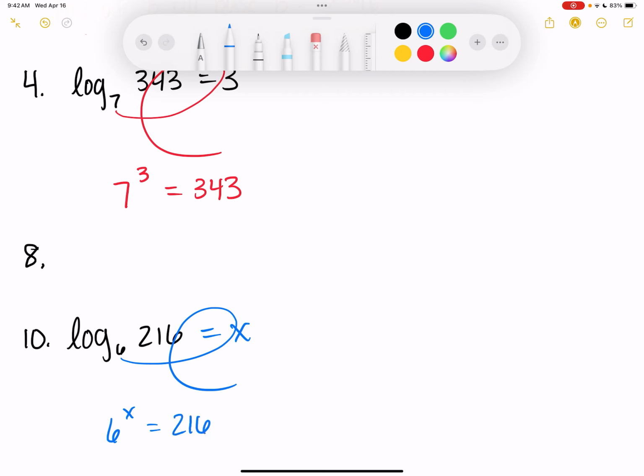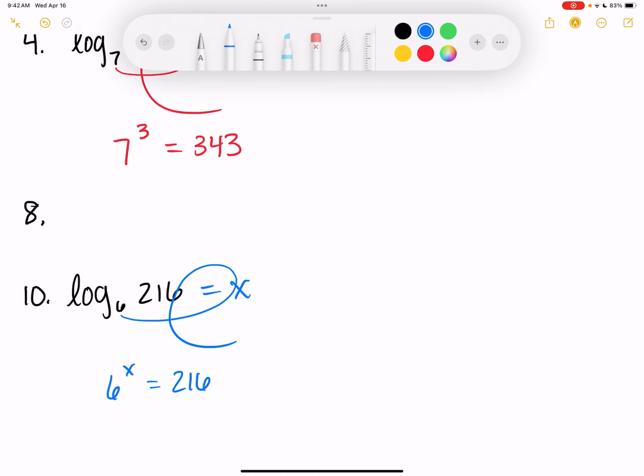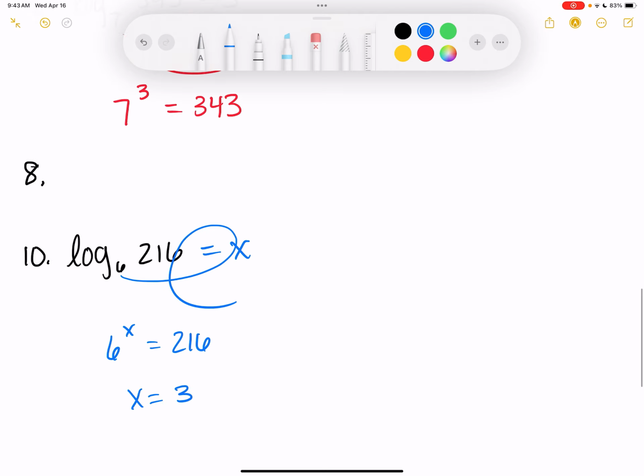You may or may not know that off the top of your head. But once we get to the calculator questions, I'll show you how to type it in. You could check it to see that you did it right. And if you just keep multiplying 6, you know 6 times 6 is 36. If you multiply it one more time, it's 216. So this would be 3. All right, number 8.